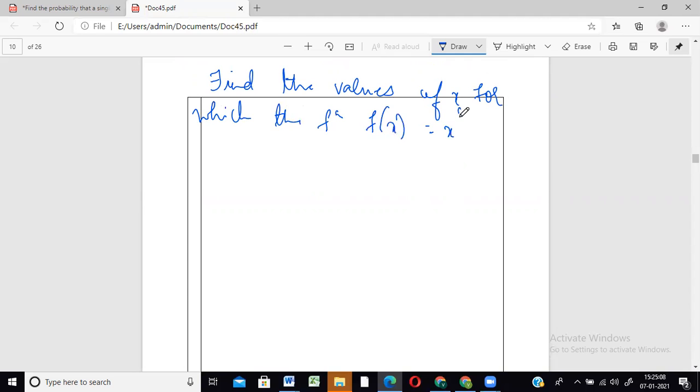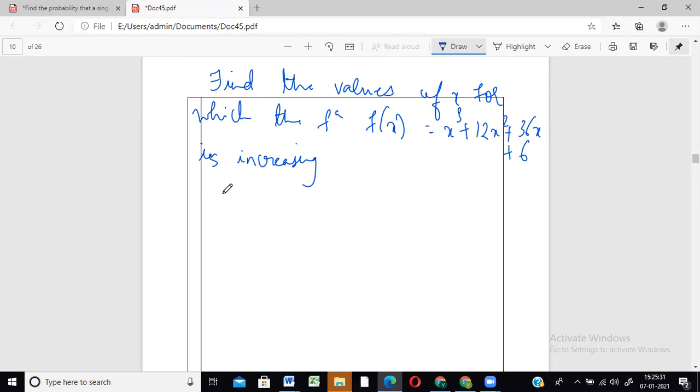Now suppose you have, find, yes, this will be the opposite. Find the values of x for which the function f of x, which is equal to x cube plus 12x square plus 36x plus 6, is increasing. Okay, find the values of x for which the function f of x, which is equal to x cube plus 12x square plus 36x plus 6, is increasing.